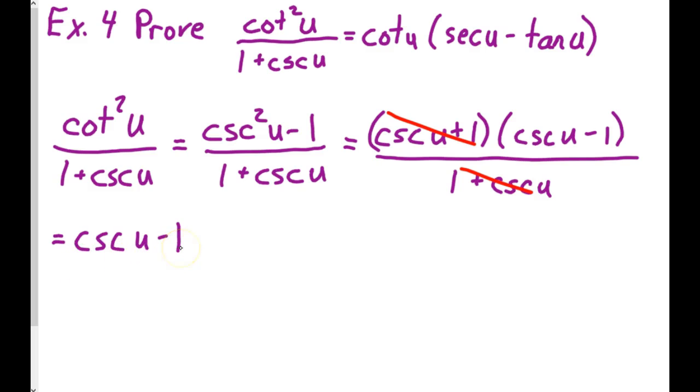Because then, based on the transitive property from geometry, if we rewrite both of these expressions to get them to equal the same expression, that implies they must be equal to each other. Now we have cotangent u times the quantity secant u minus tangent u. The first thing I'm going to do is rewrite each of these functions in terms of sine and cosine.